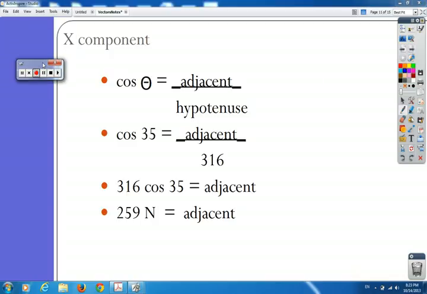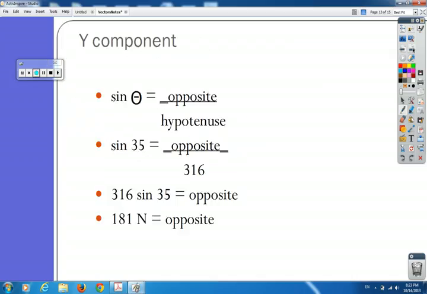So here to get the X, cosine theta is adjacent over hypotenuse, plug them in, and you get 316 cosine 35. Remember to have your calculator in degrees, not radians. Radians was a different form of measurement, and your ultimate answer will not be incorrect, but it's not what we want to use. To get the Y component, the sine of theta is opposite over hypotenuse, so there's your sine of 35, and your answer comes out to be 181 newtons.